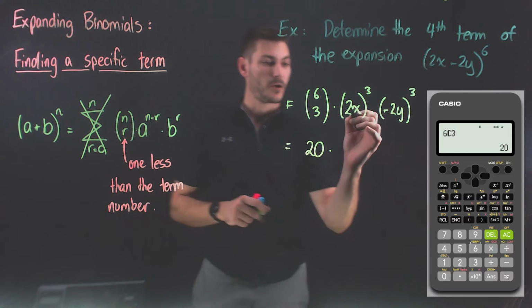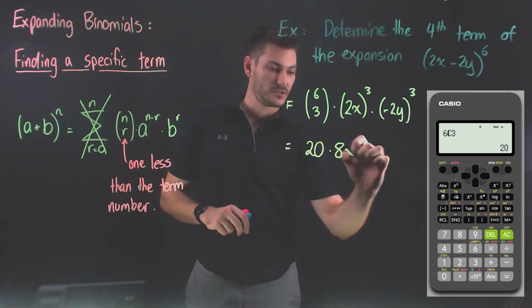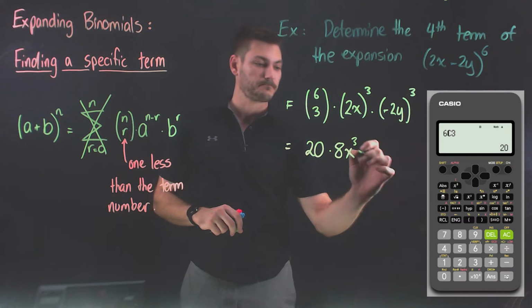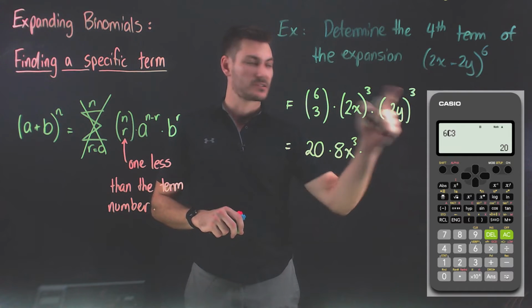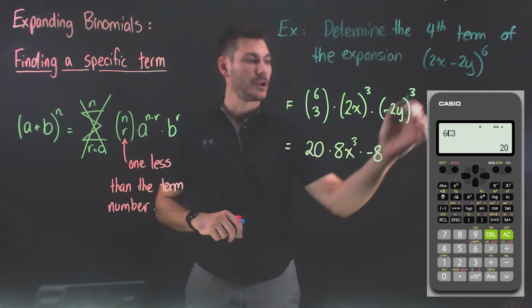This second term, I have 2 cubed, which is 8. I have x cubed, which is just x cubed. Over here, I have minus 2 cubed, which in this case is going to be negative 8. And then I also have y cubed.